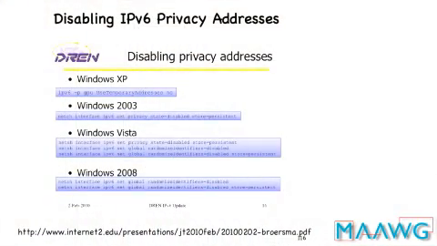Here are examples of how you can disable privacy addressing for XP, Windows 2003, Vista, and 2008. Stole this slide from the DREN folks. They're doing a great job. They're the exception to the rule about federal networks not being v6 enabled. DREN's doing a great job.